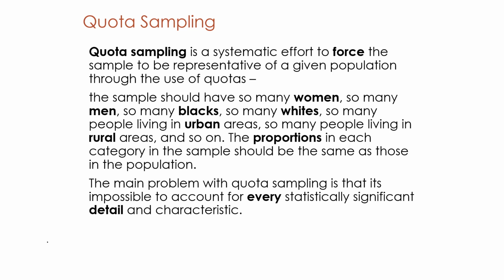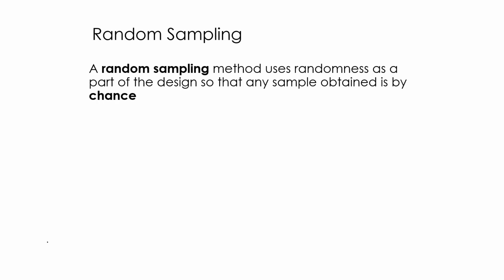The main problem with quota sampling is that it is impossible to account for every statistically significant detail or characteristic. I think one of the agreed upon methods of getting a representative sample that tends to work out well is ensuring that you have people from different groups.